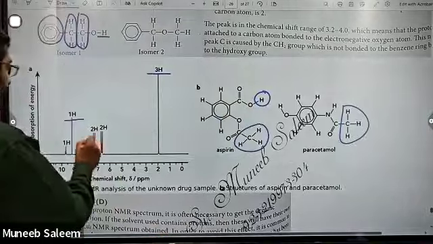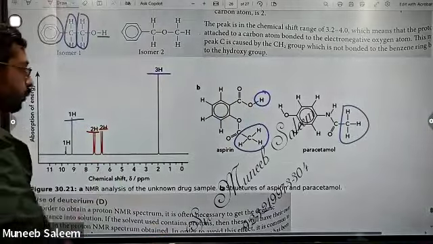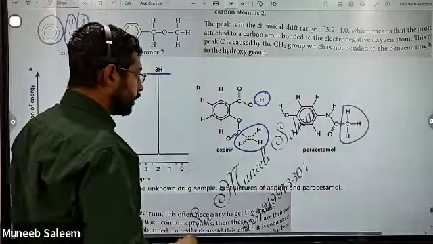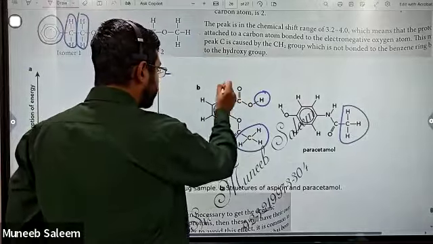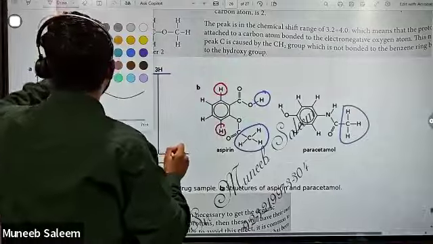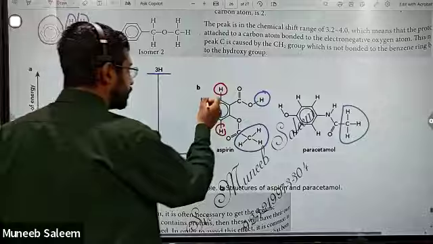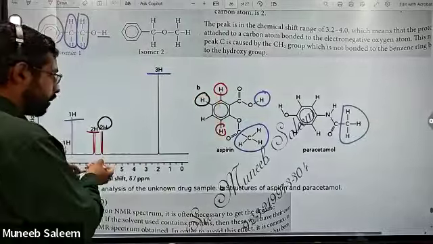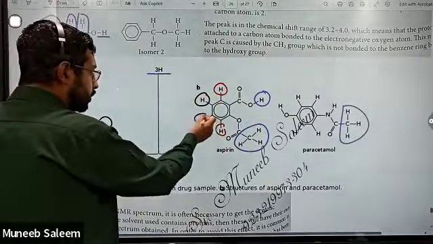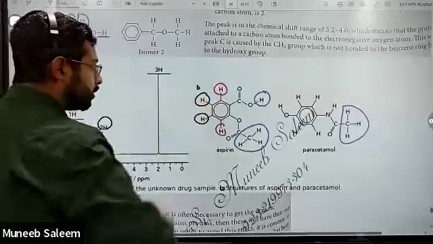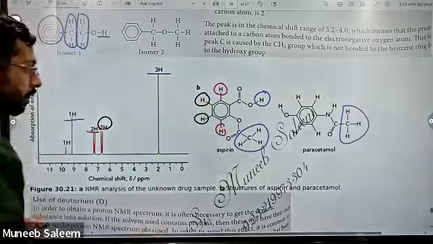Now I have to show doublet of 2H, doublet of the 2H. So doublet of the 2H can be seen here. These 2 hydrogen atoms are in the same environment, and then another 2H. I'm not telling which chemical shift belongs to which one. You need to use the table. So these 2 are in the same environment. So these are all done.